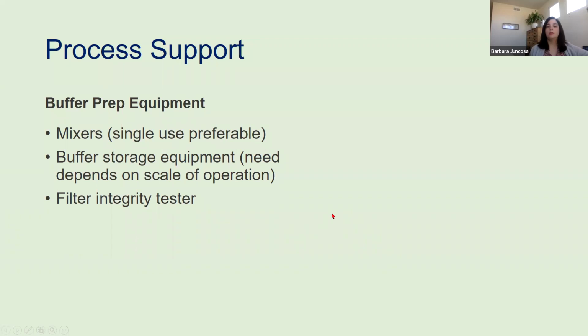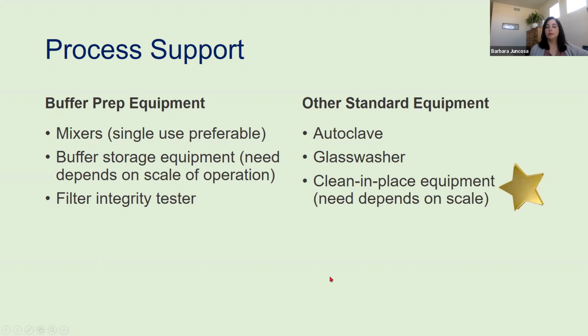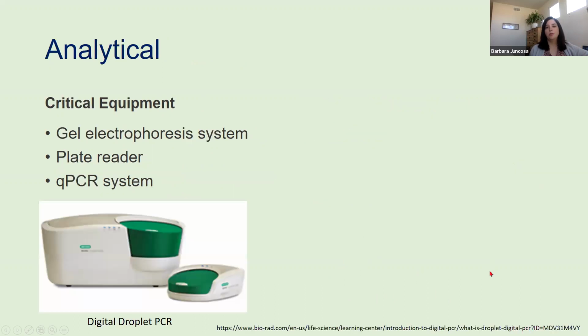And then we have other standard equipment. Again, you likely have autoclaves and glass washers already. Clean in place, gold star. Most of this is single use, so you don't really see a lot of clean in place equipment, maybe in the microbial fermentation side when you're producing the plasmid. So it really depends on the scale. We can move on to analytical.